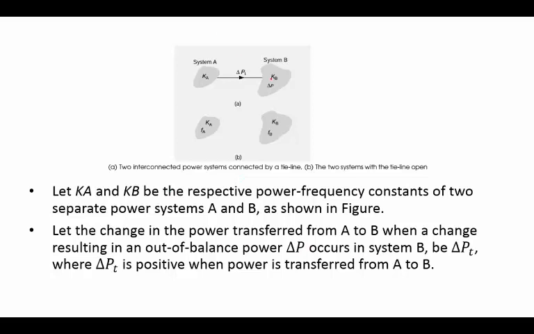The out of balance power occurs in system B. Let's say this one is delta PT, and delta PT is positive with power transfer from A to B, meaning the power is going from A to B. For B it is negative because it is receiving the power. We will look at the example for your further understanding.